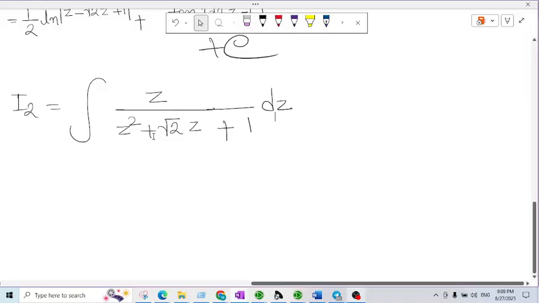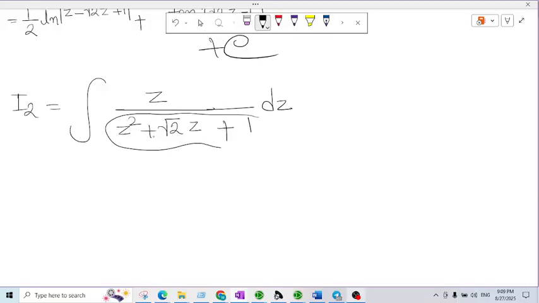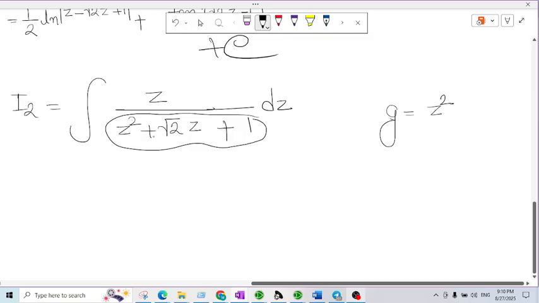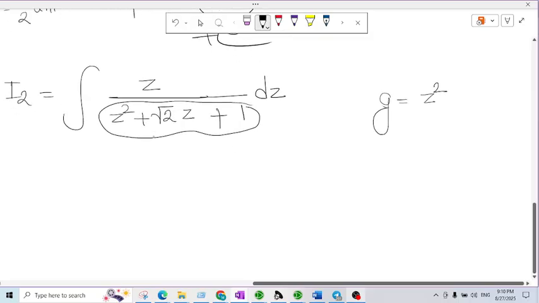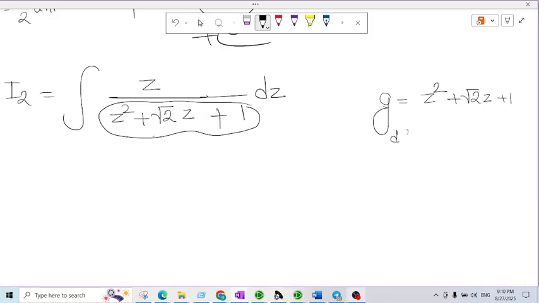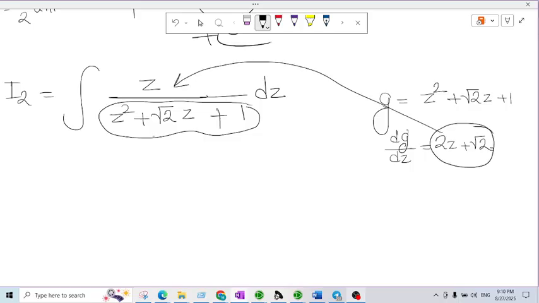Again I will choose this denominator f. f is equal to z square. Well, let me choose this g, another denominator. So g is equal to z square plus root over 2z plus 1, and again I will differentiate g and I will get 2z plus root over 2, and again I have to make this here at the numerator.